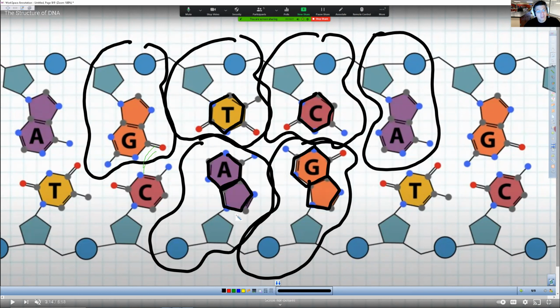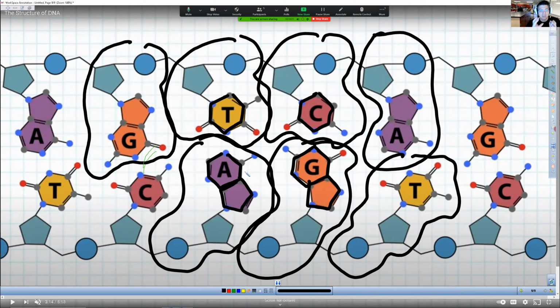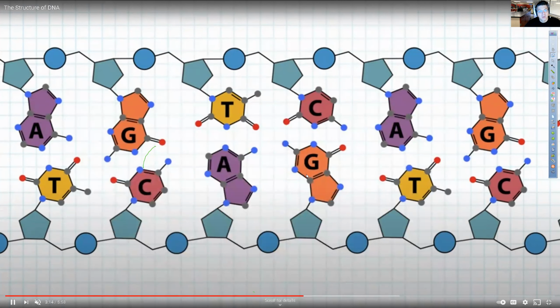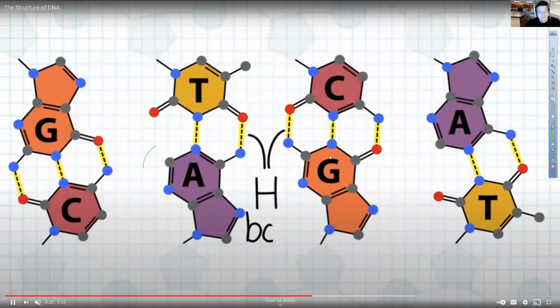What do you notice every time you see a thymine nucleotide? What do you see on the opposite strand? An adenine nucleotide, that's right. And every time you see a cytosine nucleotide, what do you see on the other side? A guanine nucleotide, that's right. And so that's how DNA is constructed. It's just a big molecule made up of these smaller molecules called nucleotides. Then what ends up happening is, see these little things in the middle? What do you think H bonds mean?